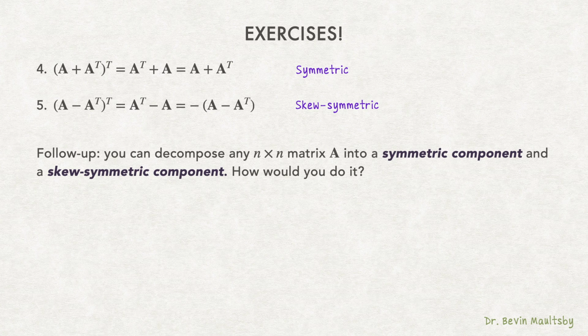So the expression A plus A transpose is a symmetric matrix in its own right. And similarly with number 5, we've shown that the expression A minus A transpose is a skew-symmetric matrix. So here's a follow-up exercise for you to pause and consider. I claim you can decompose any square n by n matrix into a symmetric component and a skew-symmetric component. So in other words, you can write A as the sum of two components. One is symmetric and one is skew-symmetric. Do you see how to do it?